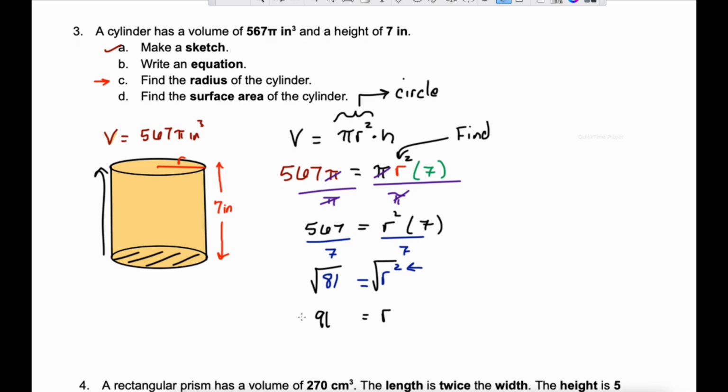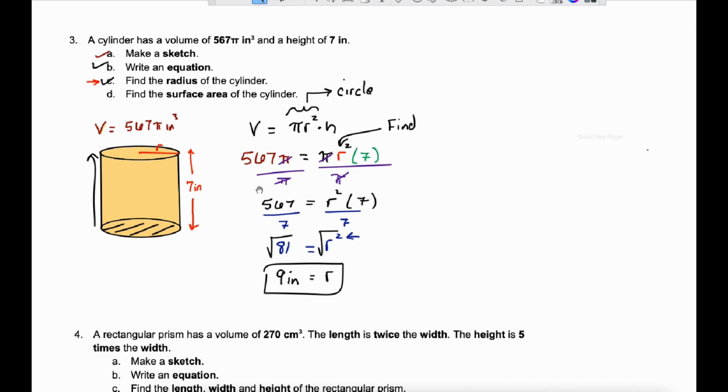We can actually say it could be a positive or a negative 9. And I meant to box this in. But we're not going to have a negative radius, so we'll just keep it as positive 9, and this would be in inches. Okay, so we have our radius. We found part C here, and now we need to find the surface area.